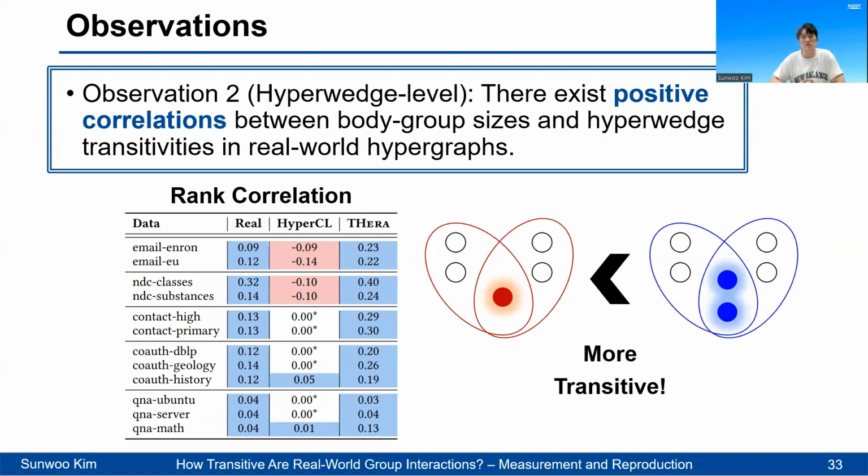The second observation is about the hyperwedge level. There exist positive correlations between body group sizes and hyperwedge transitivities in real-world hypergraphs, while such a pattern is not observed in randomized hypergraphs. As shown in the table, real-world hypergraphs consistently show a positive Spearman rank correlation between hyperwedge transitivities and body group sizes. This is intuitive, since a large body group implies 2 interactions share many nodes, and such interactions are likely to form another group interaction as well.